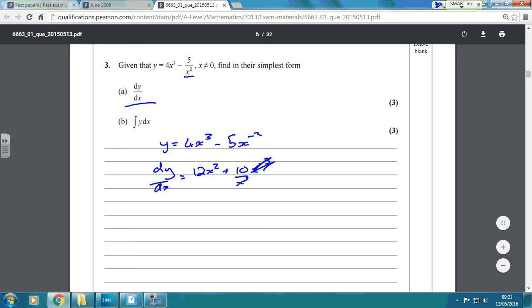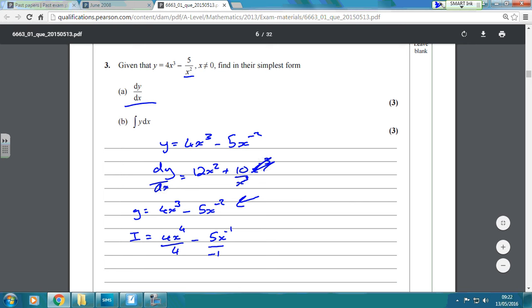So that's part A. In part B, we've got to integrate it. So if we've got 4x cubed minus 5x to the minus 2, we're going to integrate it, and we get 4x to the power of 4 over 4 minus 5x to the power of minus 1 over minus 1. Just be careful with this, because it's easy to make mistakes when dealing with negative numbers, but when you add 1 to minus 2, it's going to go up to minus 1.